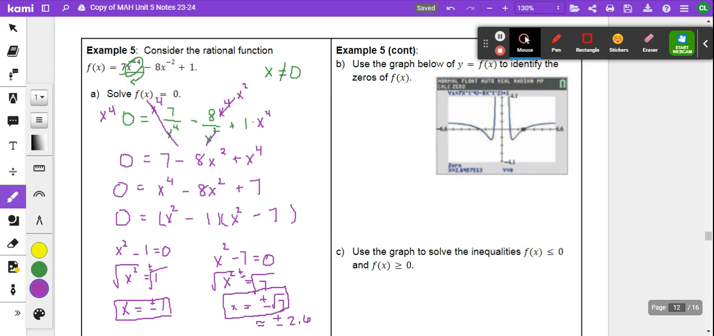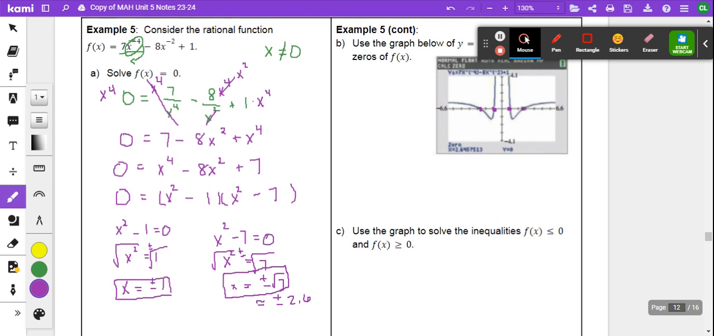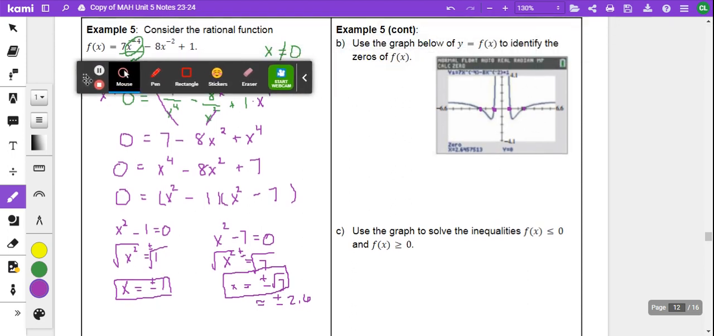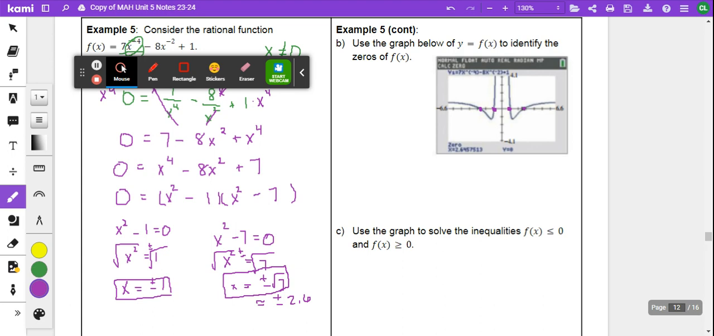Now, example 5, it's continued here, and it says, use the graph to identify the zeros. Well, guess what? They've got a 0 at positive 1. They've got a 0 at negative 1. They've got one at 2.6 and negative 2.6. There we go. And then C says use that graph, because they're not going to ask us to graph this. This is weird. Use the graph to solve these inequalities. And let me move this guy for a minute. There we go. So we want to solve two different inequalities.